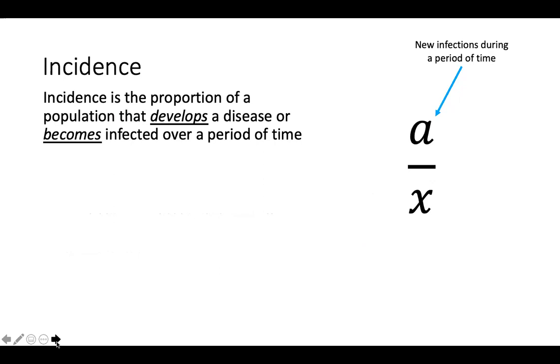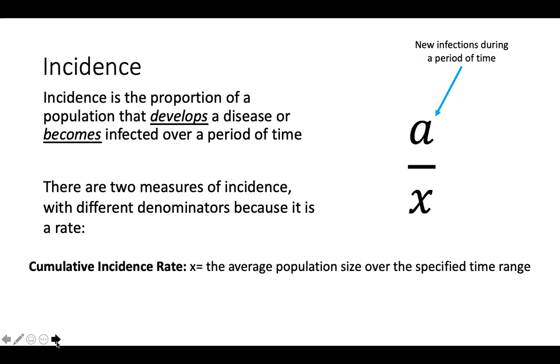The other estimate that we often use is a rate, and that's called incidence. It's the proportion of a population that develops a disease or becomes infected over a period of time. We often call them new cases or new infections over a period of time, and that's in the numerator. The denominator, however, can differ. There are two different types of incidence. The first is the cumulative incidence rate, and in that measure, our denominator is the average population size over a specified time range. It's somewhat intuitive, and we'll go through it in the next few slides.